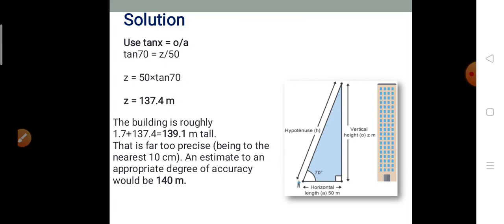So that is far too precise an estimate. To an appropriate degree of accuracy, note that it should be about the same degree of accuracy as the 50 meters and 70 degrees that are used in the question.